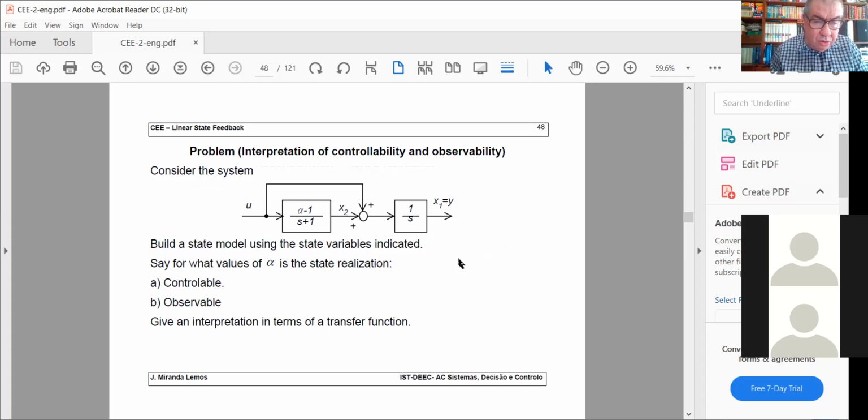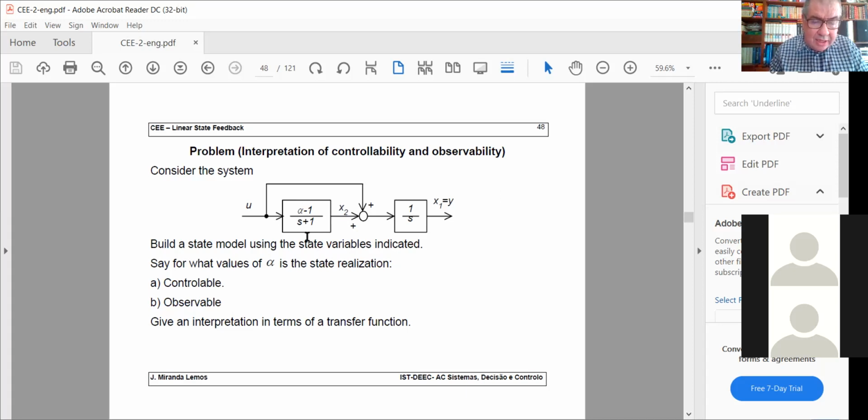Now, I would like you to try this by yourselves in your notebook; the solution is in the next slides. Write the state equations for this system. Alpha is a parameter, so remember, alpha can be 2, 5, minus 5, minus 3, whatever number you want to place. And you have these two state variables: x1 is equal to y, and x2 is equal to the output of this block.